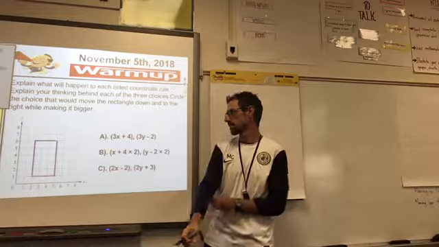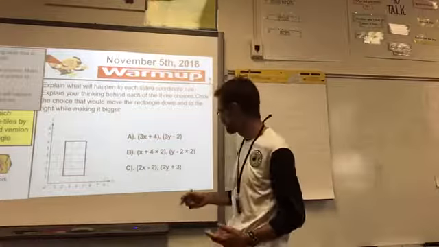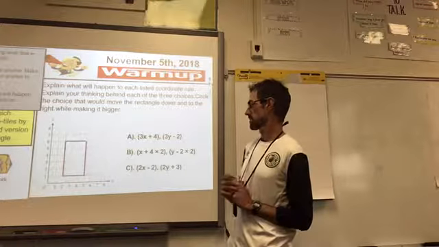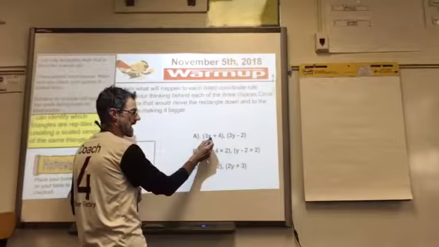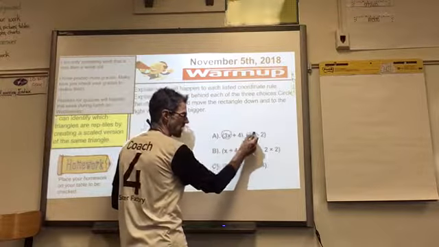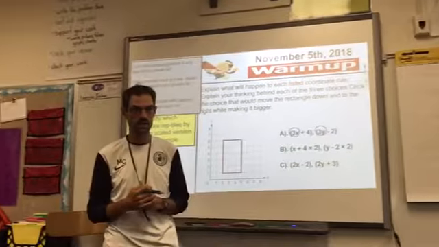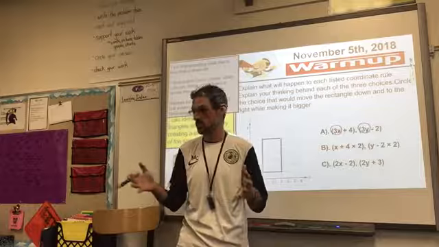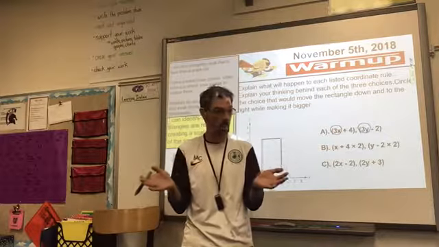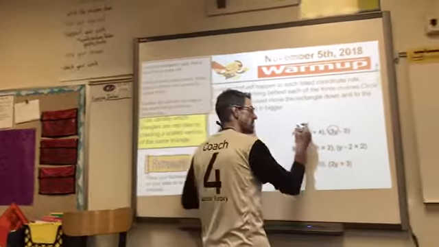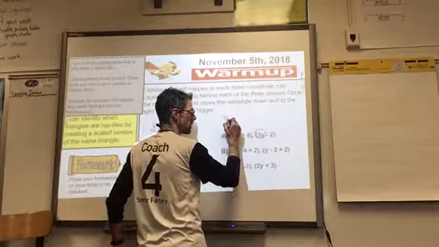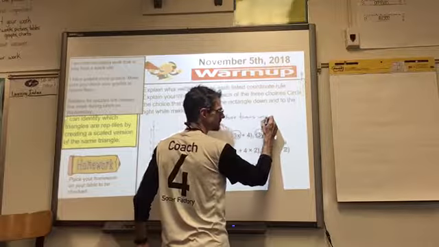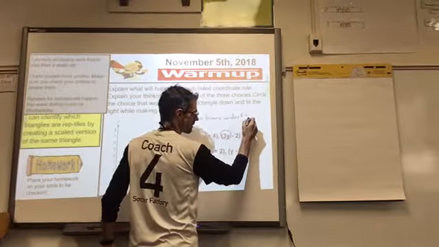Kendra? It would be 3 times as wide and move to the right 4 units. It would also be 3 times as tall, and it would move down 2. So because the X and the Y are both being multiplied by 3, that changes the size. Anytime we multiply the X or the Y by a number other than 1, the size changes. So this is 3 times wider and taller.